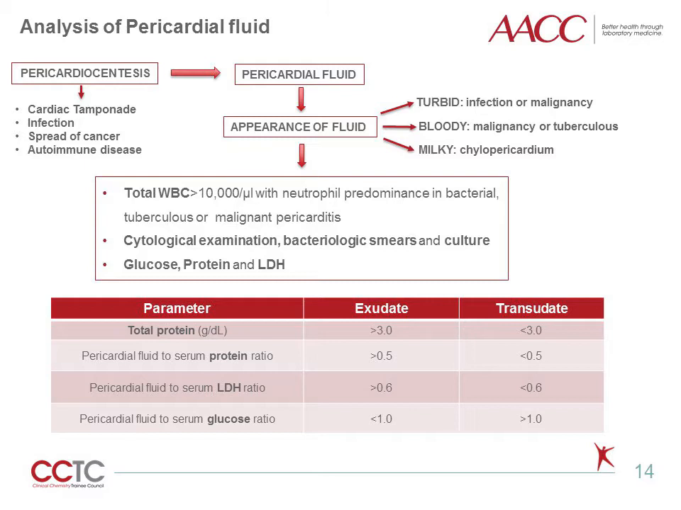Examples of the need for fluid analysis would be to differentiate whether a fluid collection within the pericardium is due to an infection, spread of cancer, or possibly an autoimmune condition. Turbid fluid is indicative of infection or malignancy. Bloody fluid suggests malignant or tuberculous etiology, while a milky appearance results from the presence of chylopericardium. A total white blood cell count more than 10,000 per microliter with neutrophil predominance may be suggestive of bacterial, tuberculous, or malignant pericarditis.